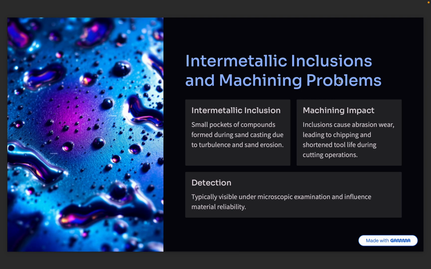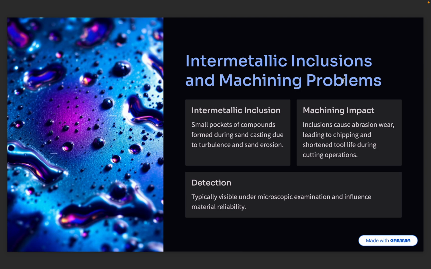Now let's talk about intermetallic inclusions and machining problems. Intermetallic inclusions are small pockets of compound formed during sand casting due to turbulence and sand erosion. You people have done casting in your college, so you have also seen that we put metal in the sand during casting. I think you have learned about turbulent flow and laminar flow.